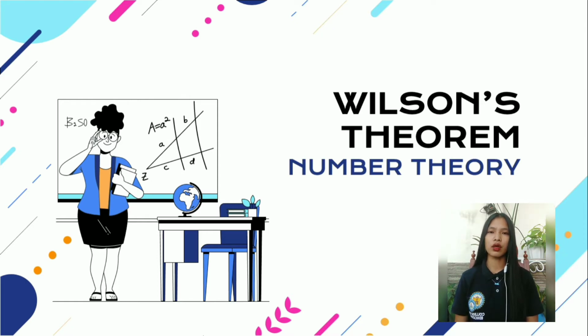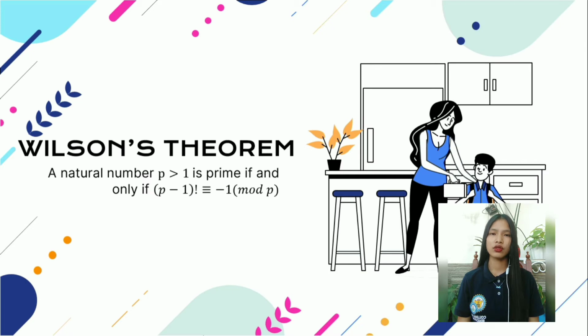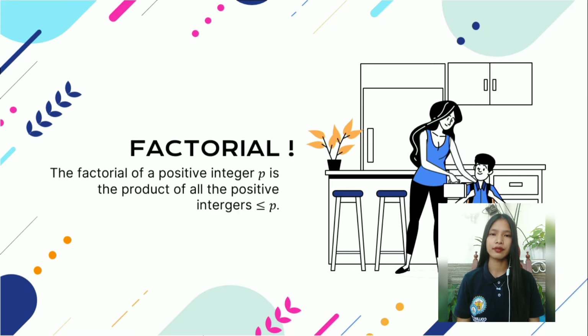So for today, we are going to talk about Wilson's theorem. So what is Wilson's theorem? Well, basically, Wilson's theorem is a test to see whether a particular number which is greater than 1 is prime or not. Wilson's theorem says that a natural number p greater than 1 is prime if and only if (p minus 1) factorial is congruent to negative 1 mod p. If this condition holds true, then the number that you have, which is greater than 1, is prime.